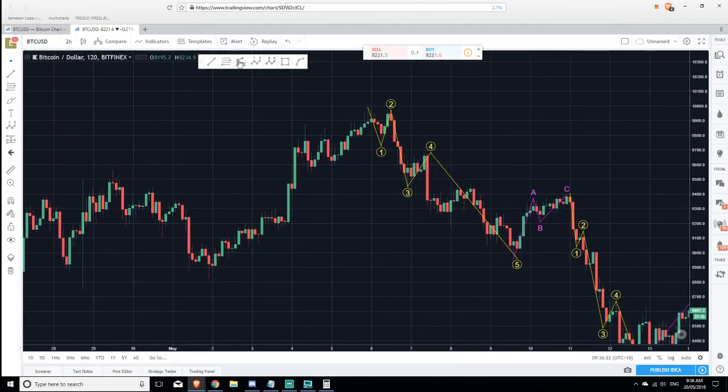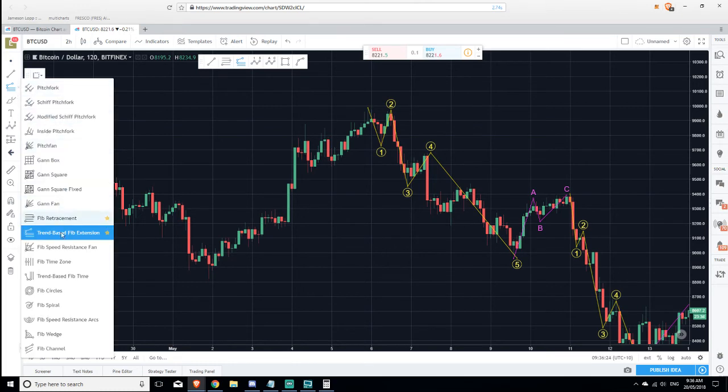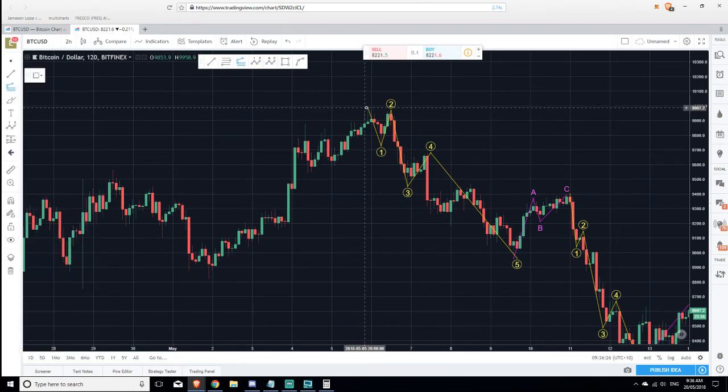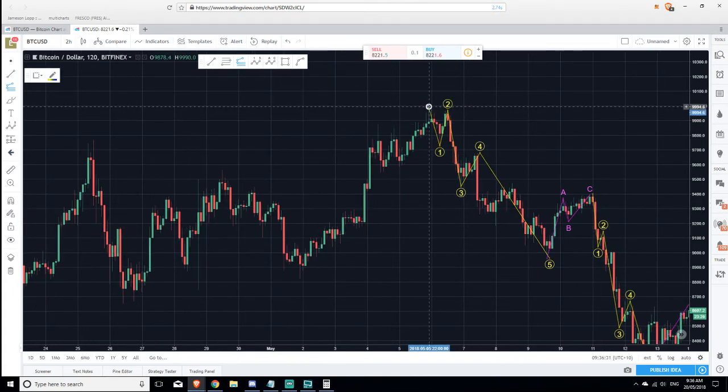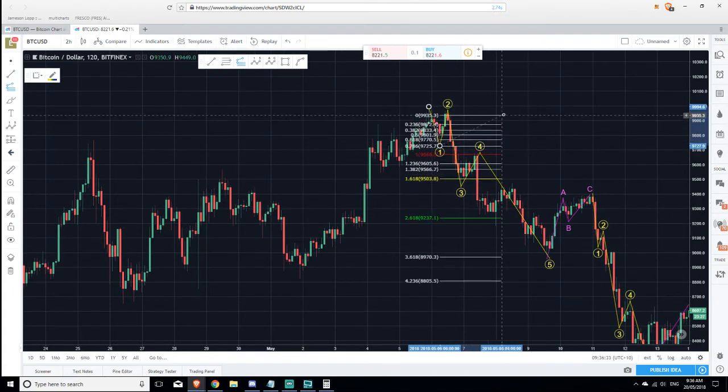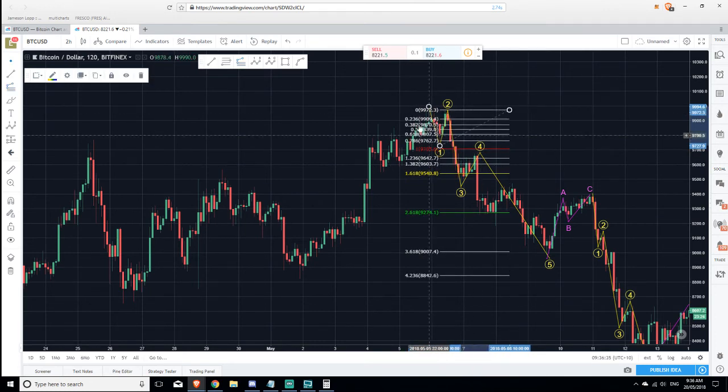And when I'm taking fib extensions, what I do is, it's this tool by the way, it's inside here, fib, trend-based fib extension. You put it at the start of the wave. So at wave 1, you put it at the origin of wave 1, take it to the top of wave 1, close it at the top of wave 2, to bring it back, and you have something like this.